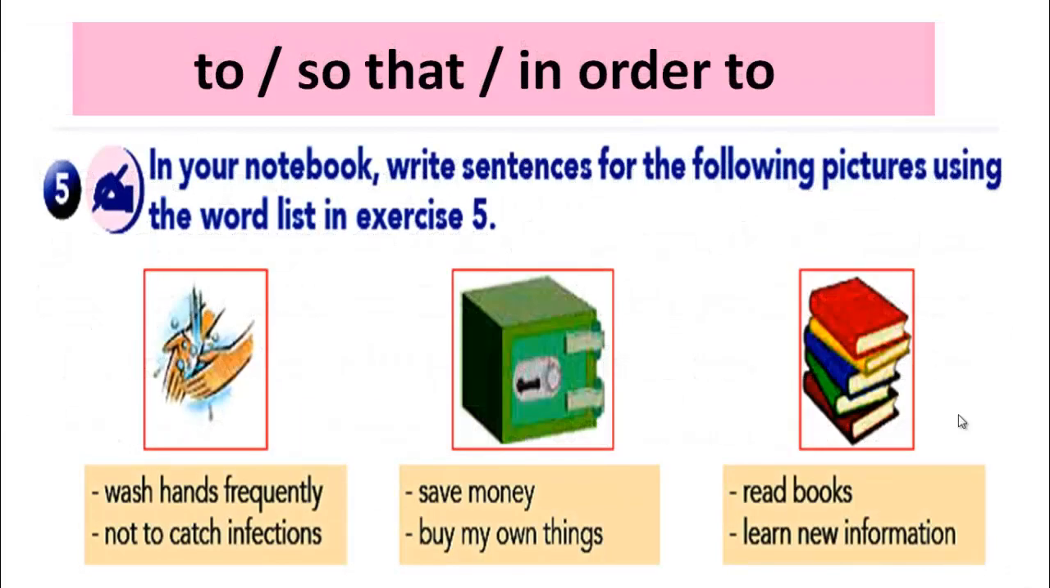Now let's move to write some sentences. We have some pictures here. We want to use the word list in exercise number 5. This one. We want to link them using to, so that, in order to. The first one here, wash hands frequently. The purpose, not to catch infections like disease, a disease caused by a virus or a bacteria. Save money. Why? Buy my own things. Third one, read books. Why? Learn new information. Take your time because you are going to compare them with the answers.